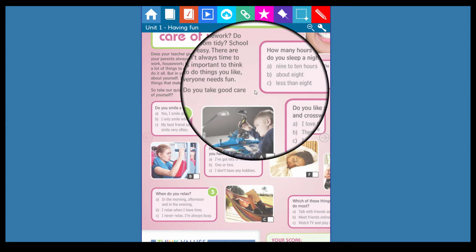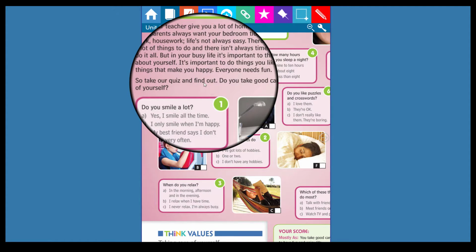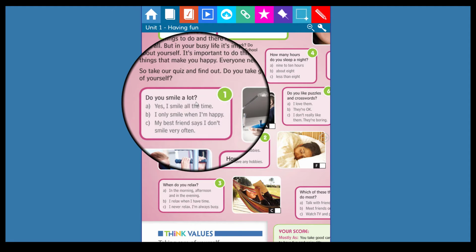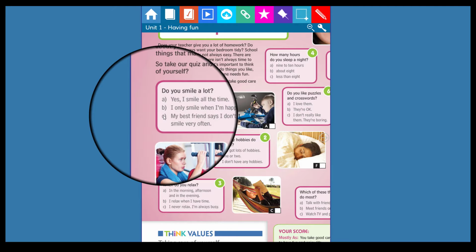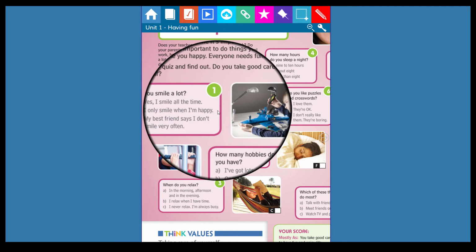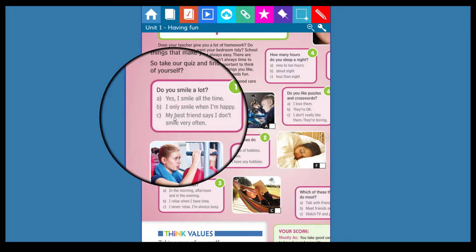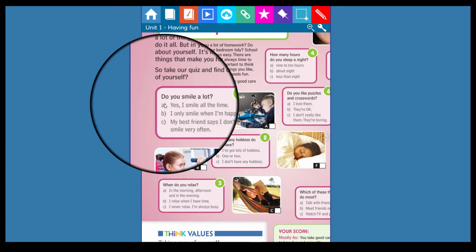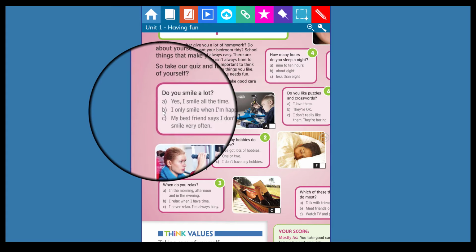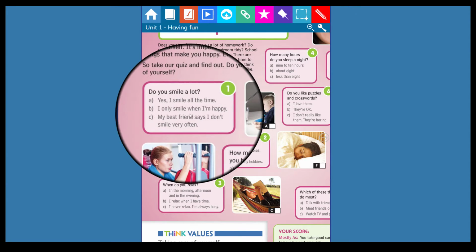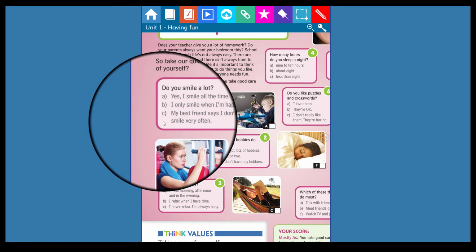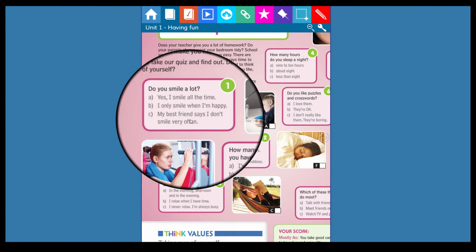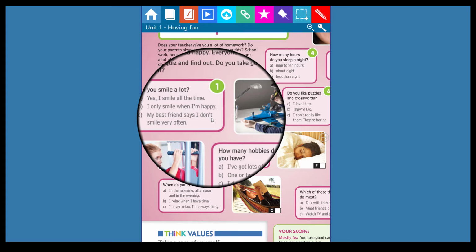Let's read the questions. Number 1, do you smile a lot? And we have 3 alternatives here. The idea is that you read the alternatives and choose the correct one to you, to your opinion, to your experience, okay? Letter A, yes, I smile all the time. B, I only smile when I'm happy. C, my best friend says I don't smile very often.